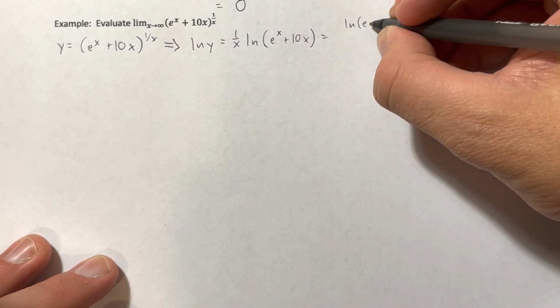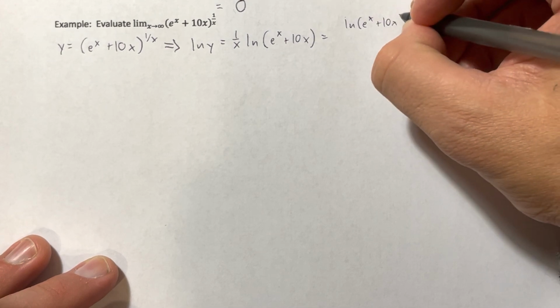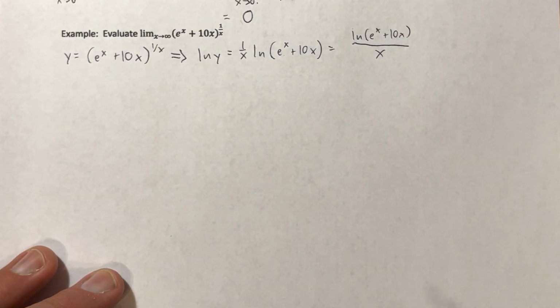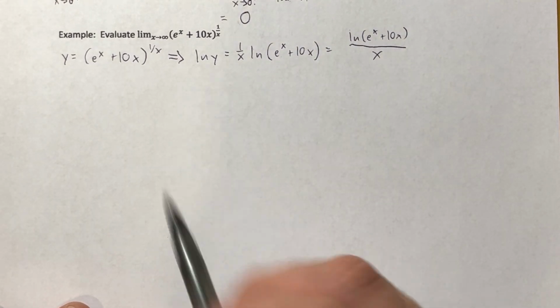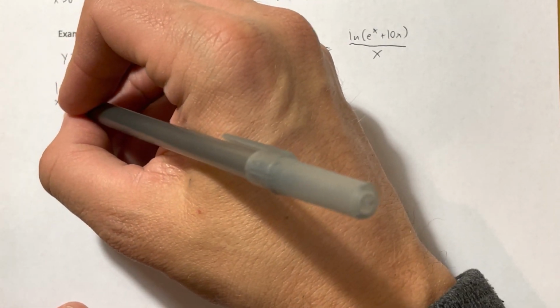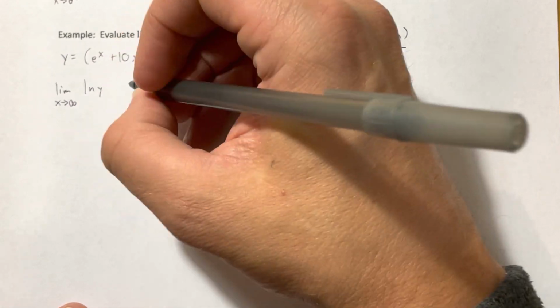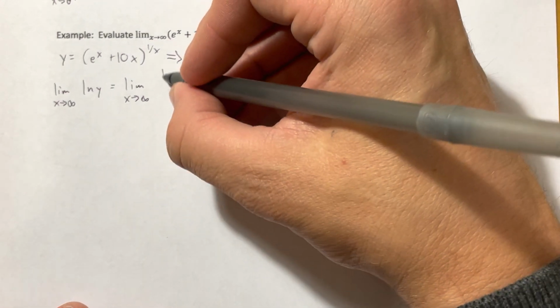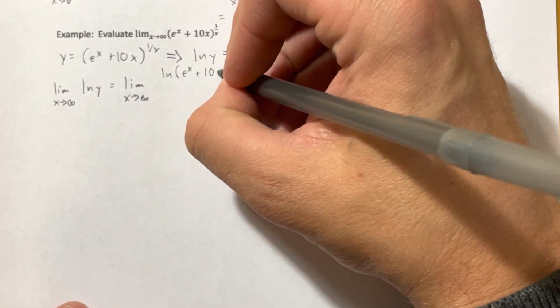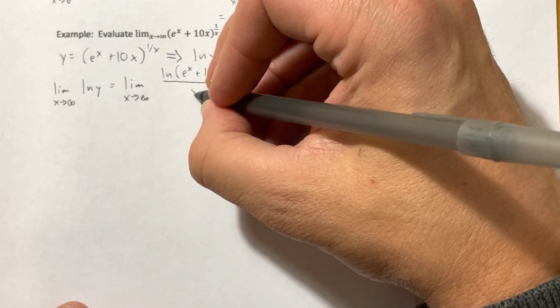Notice I could also write that this way: natural log of e to the x plus 10x over x, which is convenient because, again, we need this to be a 0 over 0 or an infinity over infinity indeterminate form in order to use L'Hopital's rule. So getting this in the form of a quotient is ultimately where we would end up anyways. So now what I'm going to do is take the limit, just like the previous example, as x approaches infinity, that's where we're going this time, of the natural log of y, which would equal the limit as x approaches infinity of this natural log of e to the x plus 10x over x.